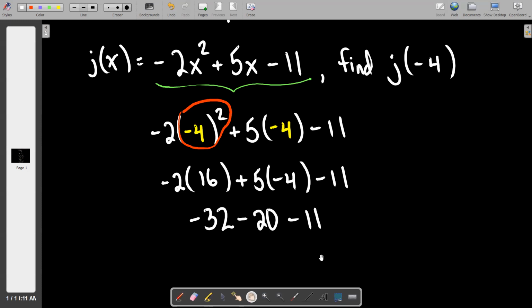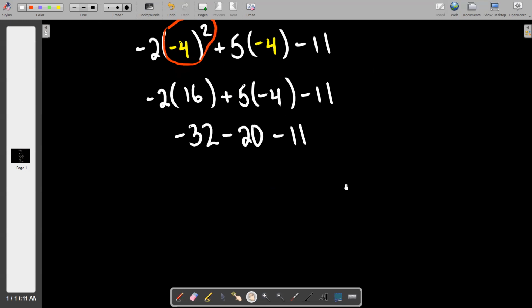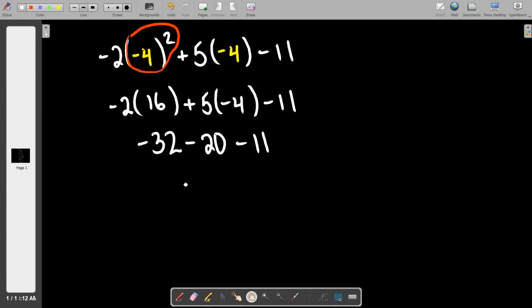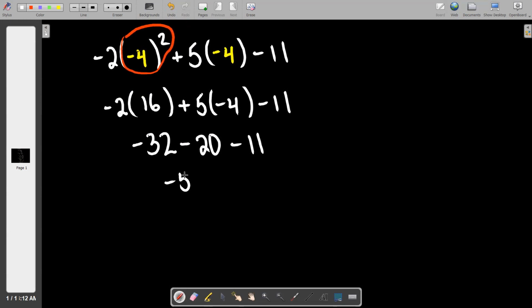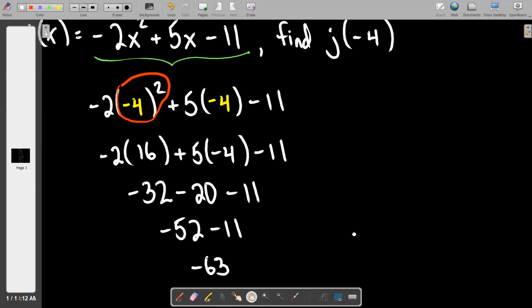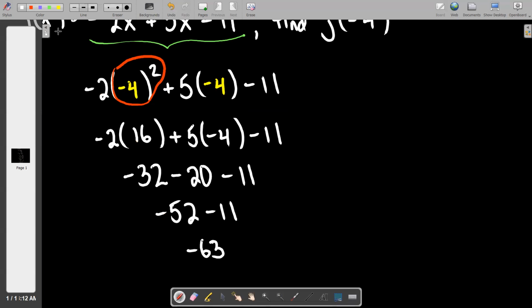And then from here, I just better pray I know my basics. I better pray I know my number line. What's -32 minus 20 more? -52. So we're going way down deep in the hole here. We're at -52 already, and we have to go down 11 more. Where are we at? So we say that J of -4 is equal to -63. The machine says, hey, if you feed me a -4, I'll give you back a -63.